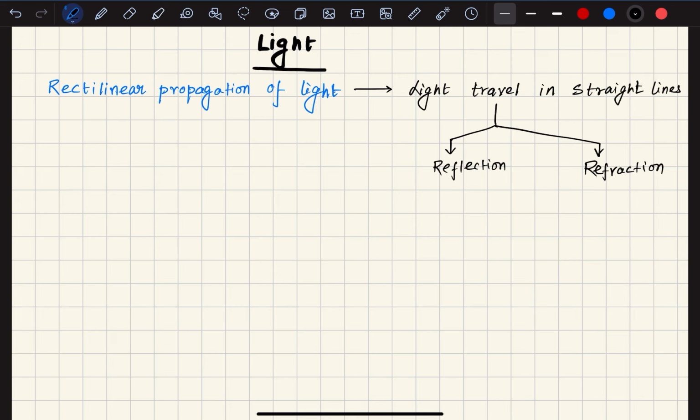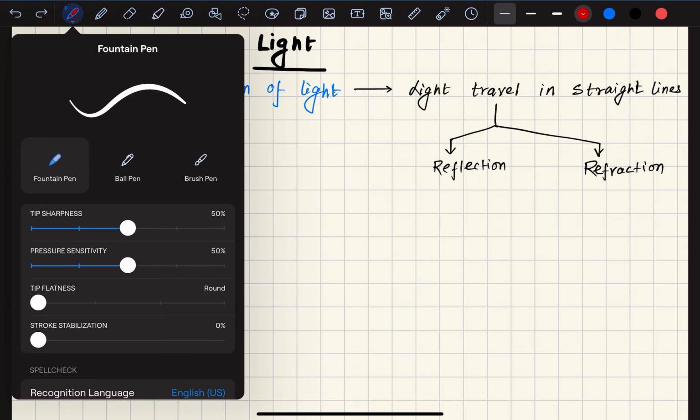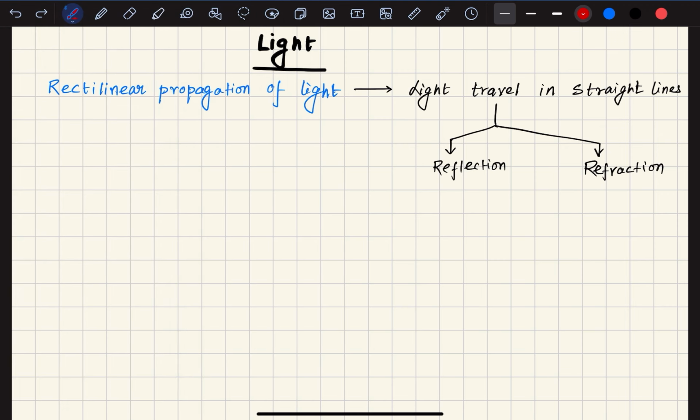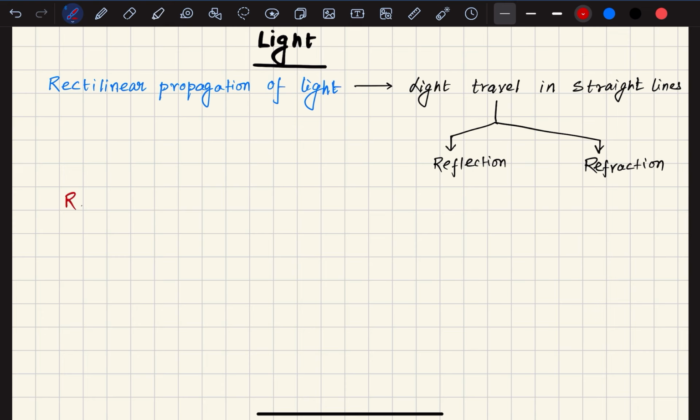In this, we have already gone through reflection. Reflection is done. Today we are going to delve into another phenomenon of light which is called refraction. So we are going to deal with this one. So the topic slightly changes over here. How? The topic becomes refraction of light.